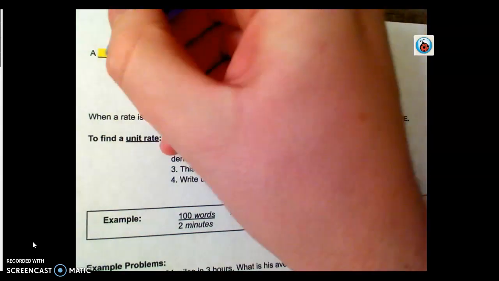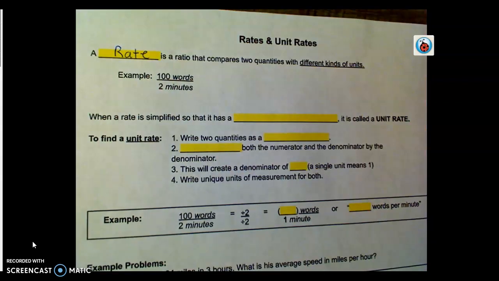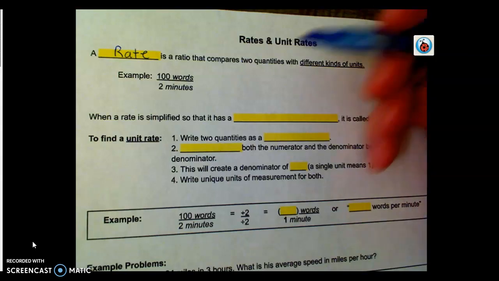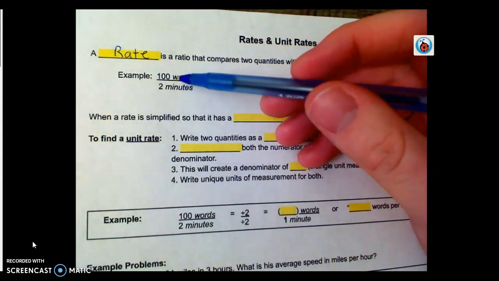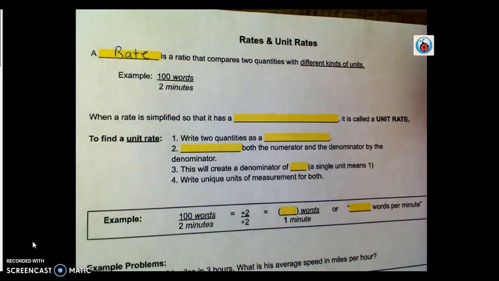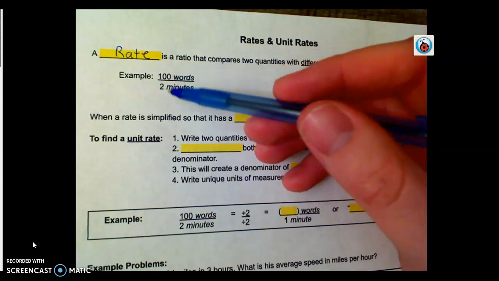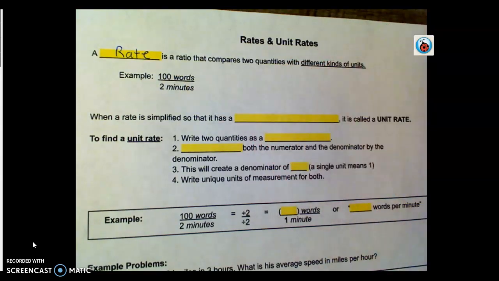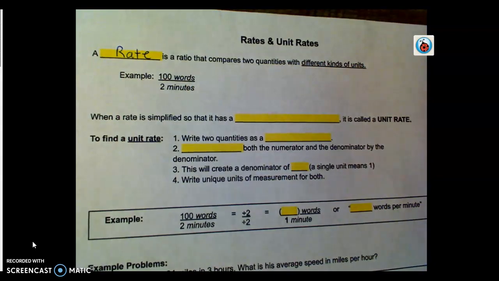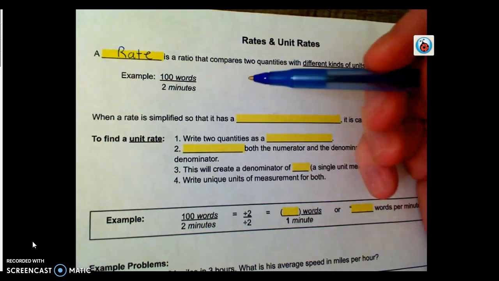So first thing is that a rate is a ratio that compares two quantities with different kinds of units. An example would be 100 words and 2 minutes. Really, you see rates pop up in the real world all the time. Words per minute, miles per gallon. There's a whole bunch of examples that I'm sure you could think of off the top of your head as well.